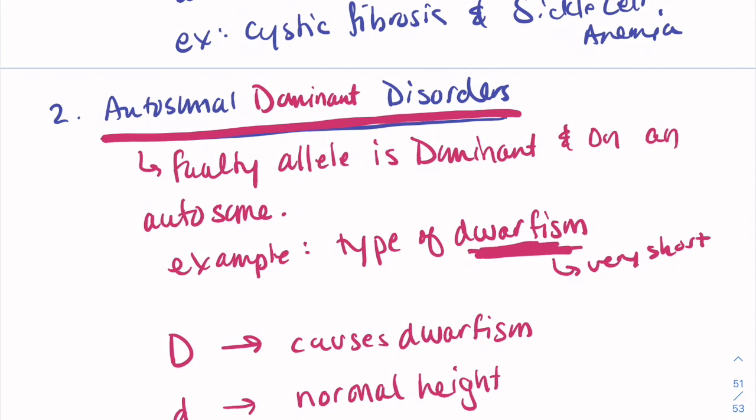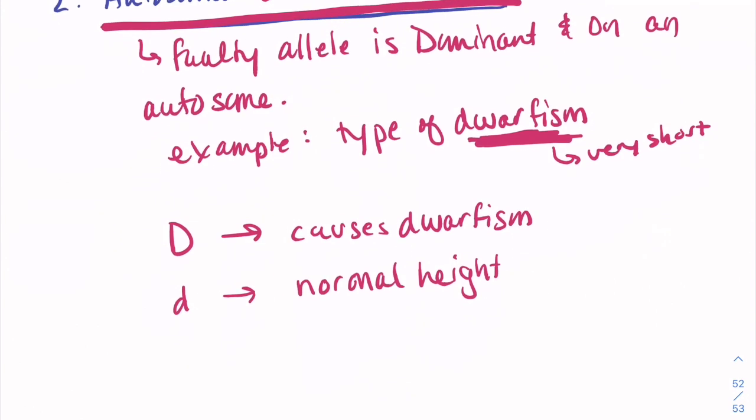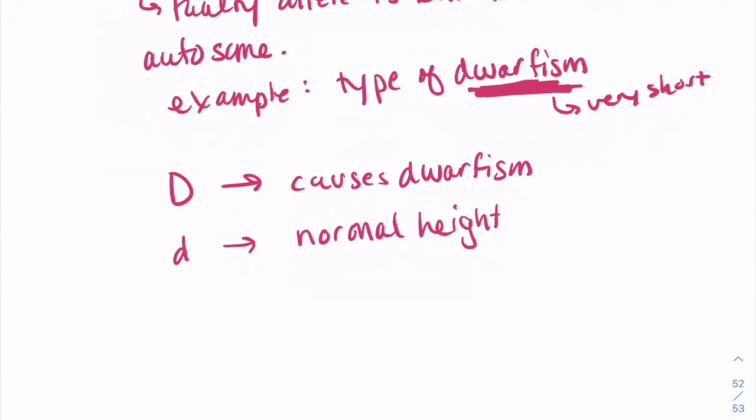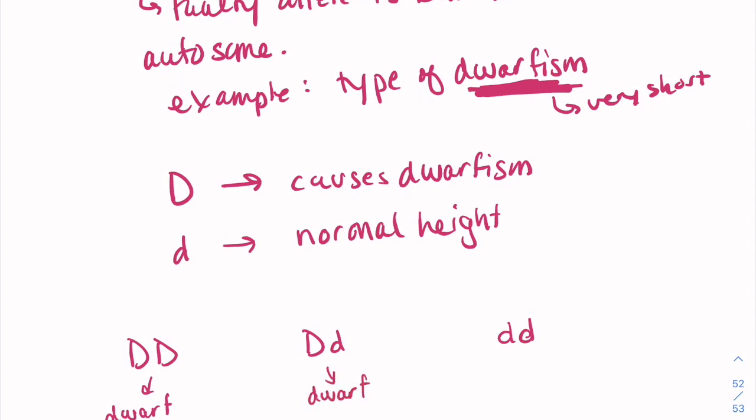Alrighty. Okay, so of the three possible genotypes that we have, someone could be homozygous dominant, heterozygous, or homozygous recessive. This individual will be a dwarf. This individual will also have dwarfism. They will be a dwarf. And this individual here will be normal height. So it's the opposite, pretty much, of autosomal recessive, isn't it?